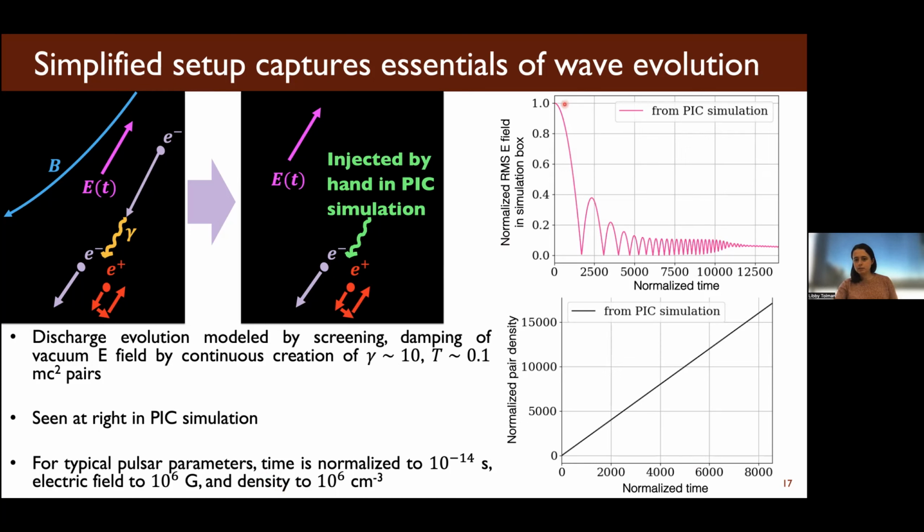But in any case, you start off with a strong unshielded electric field and no pairs in the box, and you add more pairs. These pairs are meant to represent the pairs that would be produced in the real pulsar through a QED process. So you just have a density that increases. And in response to this increasing plasma density, the electric field will be screened to 0, and then it will start to oscillate as you see in the pink line.